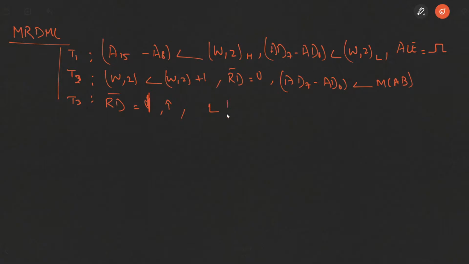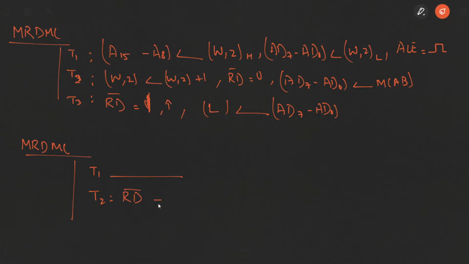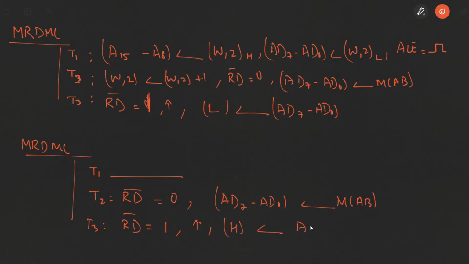And where do we need to now put this data? We need to put this data in register L. Right? So, fourth memory read machine cycle. T1 will be same, no change. T2, we do not need to increment now the WZ register pair, so it will be directly read equal to 0, and whatever is at that address bus location, that will be moved to the data bus. In T3 state, RD will be again disabled, low to high transition. Now where do we need to move this data? We need to move this data to register H.